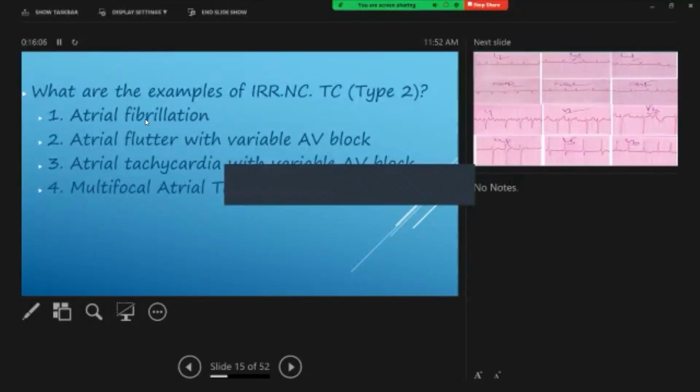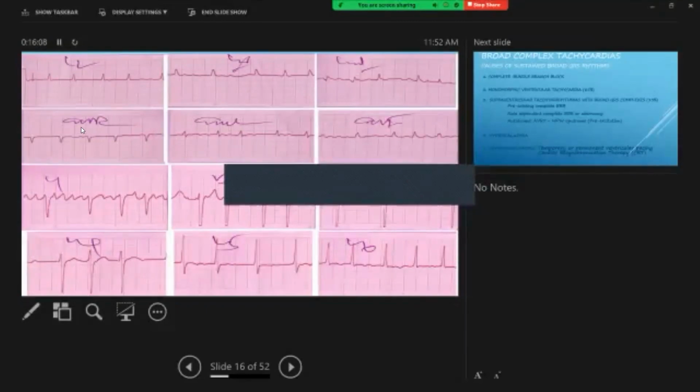So let's go through this slide. The approach: RR intervals are irregular, complexes are narrow. So this is irregular narrow complex tachycardia at a rate around 100, a slow ventricular rate. Then you know the examples. Now let's analyze the baseline. The best leads to analyze the baseline during tachyarrhythmia are two leads, lead V1 and lead 2.